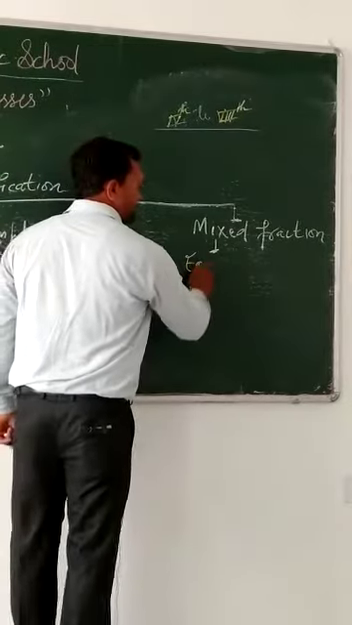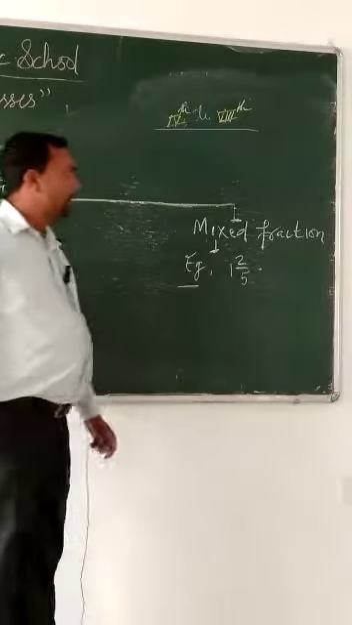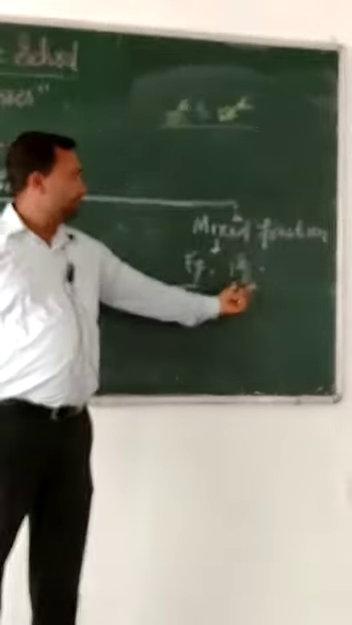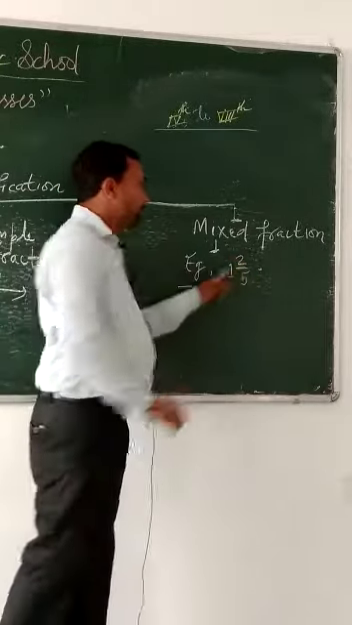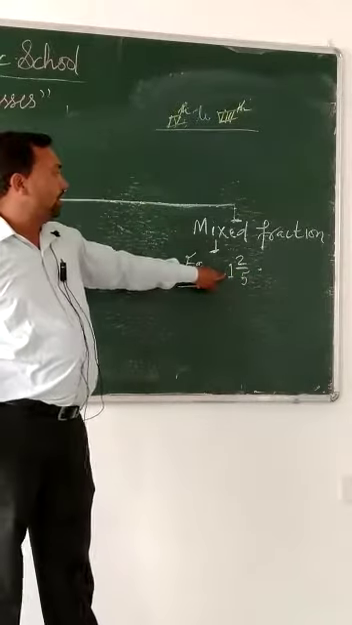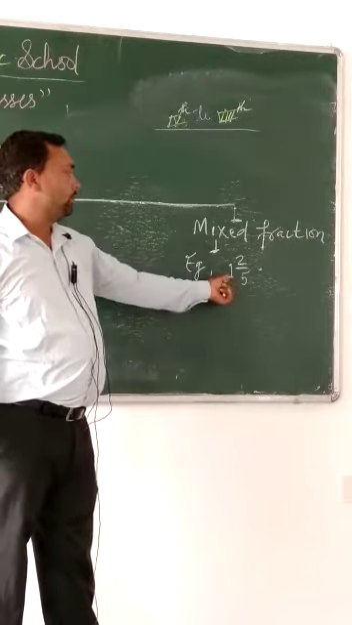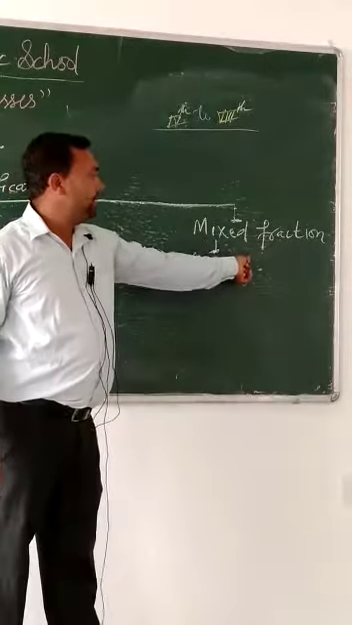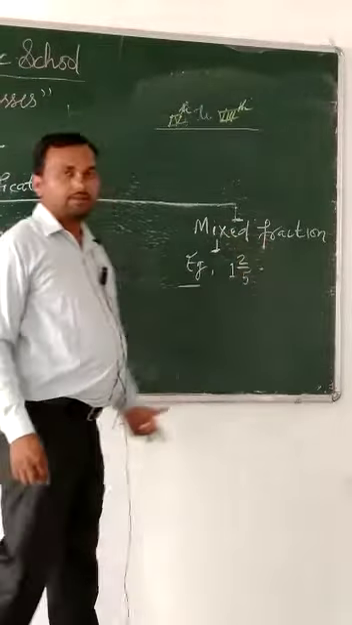Examples: 1 combination 2 by 5. So it is an example of mixed fractions. 1 is a whole number, while 2 by 5 is a type of fraction. So the combination of a whole number and a fraction is called a mixed fraction.